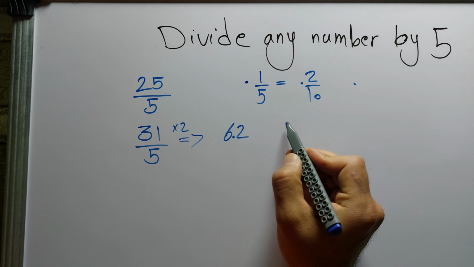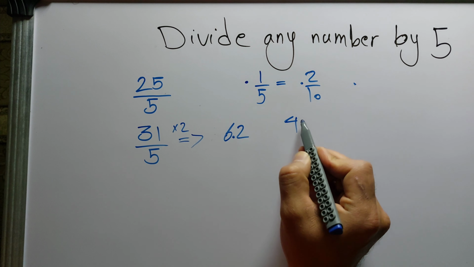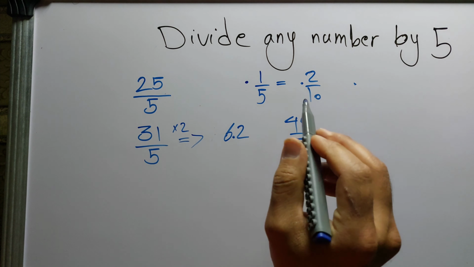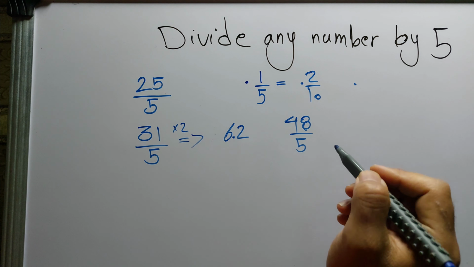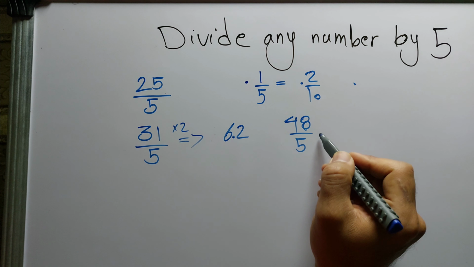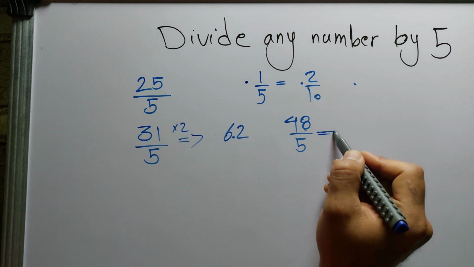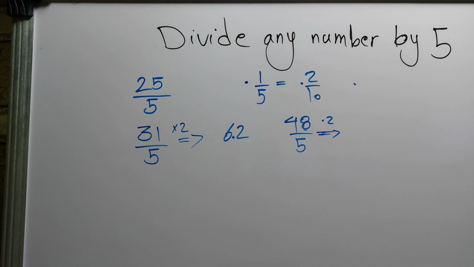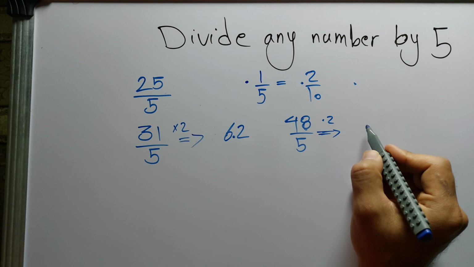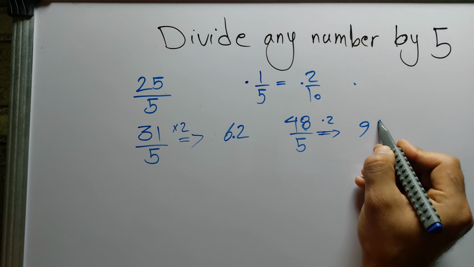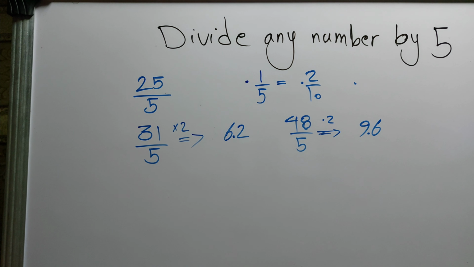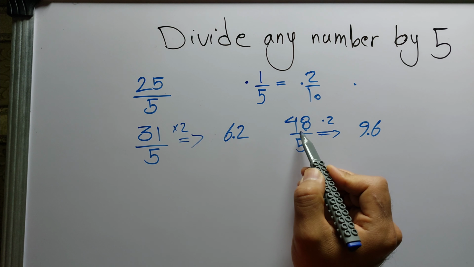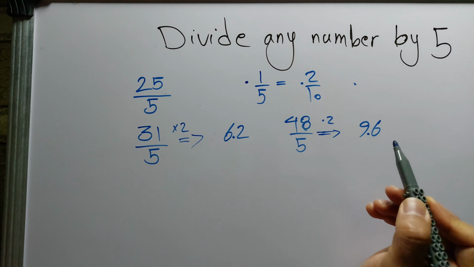So let's go for another one. I don't know, 48 divided by 5. These two-digit numbers are really easy to multiply by 2. So when we multiply that by 2, 48 times 2 is just 96. And then put a decimal point here. So we are just multiplying the numerator here by 2 and then putting a decimal point.